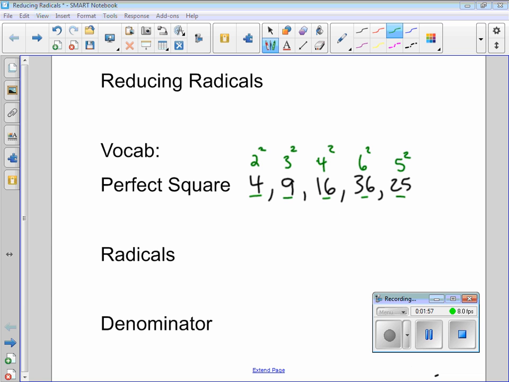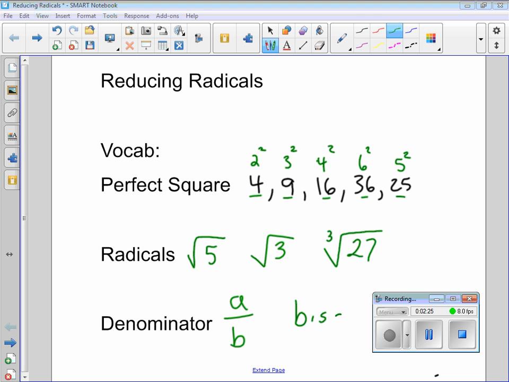All right, radicals. Radicals are just things in this form. 3, you know, and this can be a radical too. I put a little 3 out here and 27, and so that's saying the cube root. Now we're not going to deal with that in this year right now, but those are called radicals. Denominator. Just remember the denominator is the bottom. Okay. All right. So make sure you understand those basic vocabulary words.